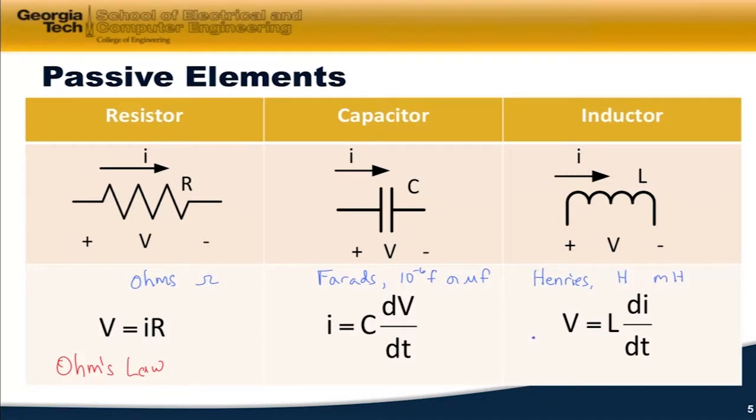These are called passive elements because they don't require a power supply just for that element. There are other elements that we will see in electronics that we'll call active elements that require a power supply to make them work, to make them give their characteristics.